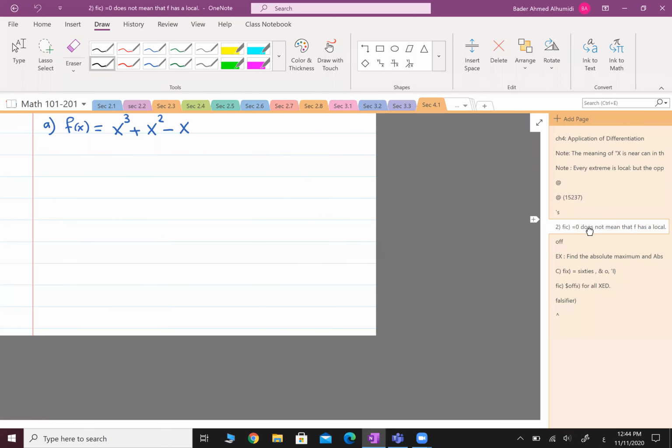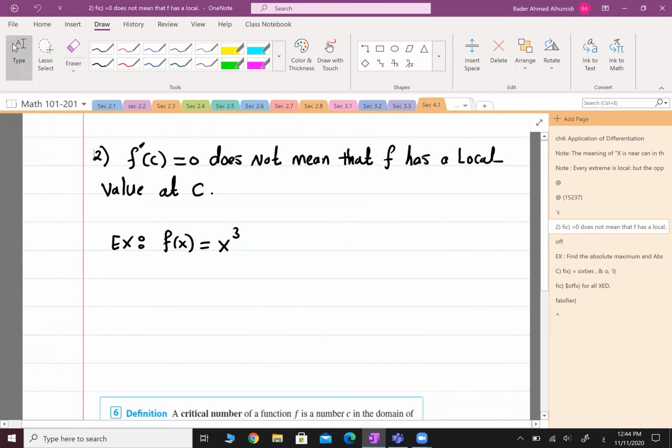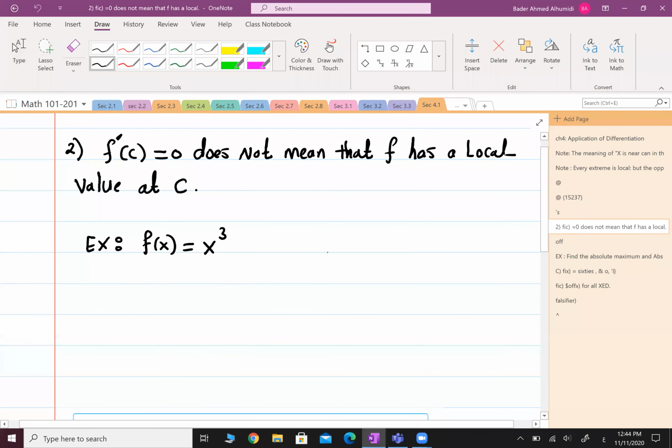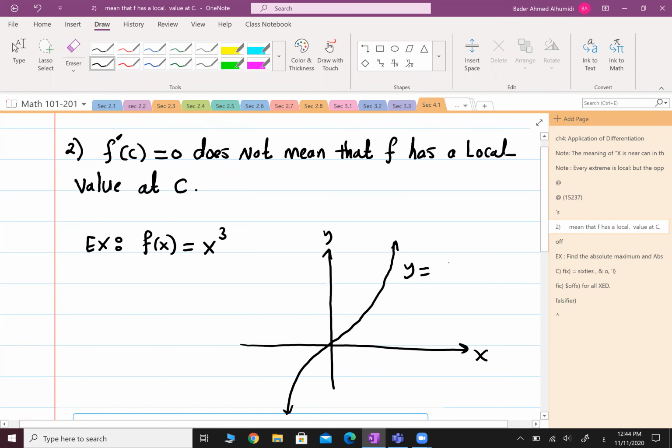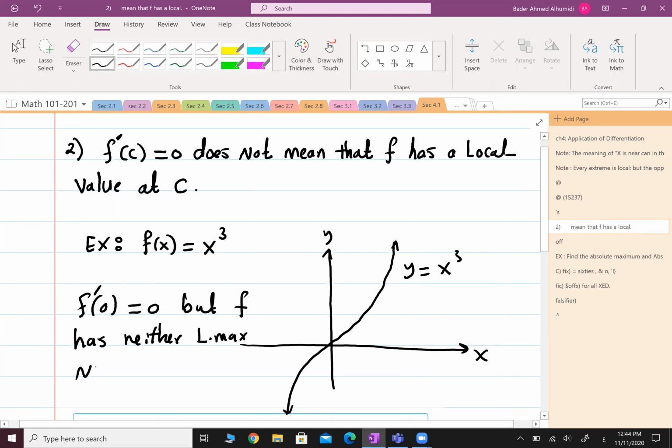Nice. The second point about the theorem I already mentioned: if the derivative is zero, we may not have a local maximum, local minimum. And we took the example x cubed. X cubed is a function whose derivative, this is the xy axes, and this is y equal to x cubed. F prime at zero, notice f prime at zero is equal to zero, but f has neither a local maximum nor a local minimum at zero. So this does not contradict the theorem.